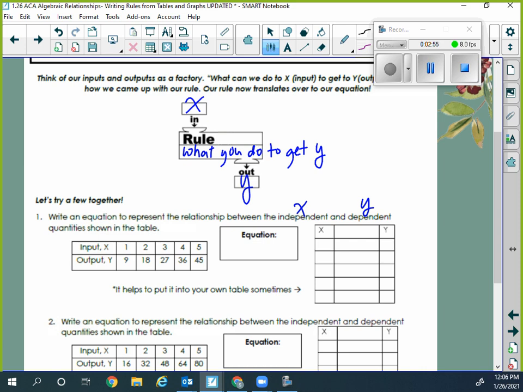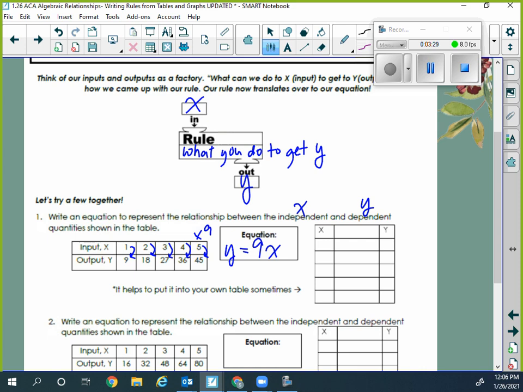So we're back to looking at the table. 1 to 9, 2 to 18, 3 to 27. What's happening? Say again? Times 9. So like our rule is times 9, but when we write an equation, we need it in terms of x and y. So what would you say? 9x. There we go. I heard it. Remember, we talked about different ways to write that, x times 9, but we want to write it as 9x.